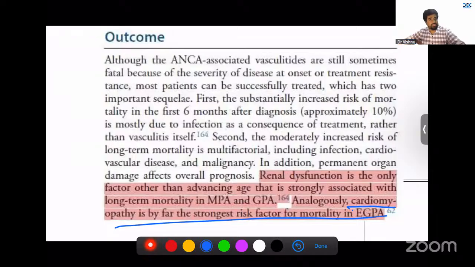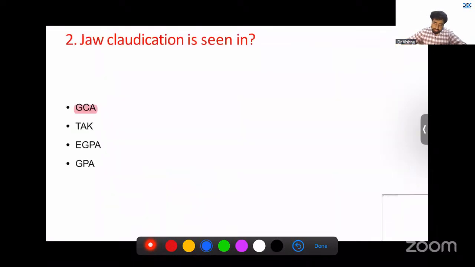Cardiomyopathy is the strongest risk factor for mortality in EGPA. This was a very simple question. The most specific signs are ophthalmoplegia and jaw claudication. These are your two most specific signs for giant cell arteritis.